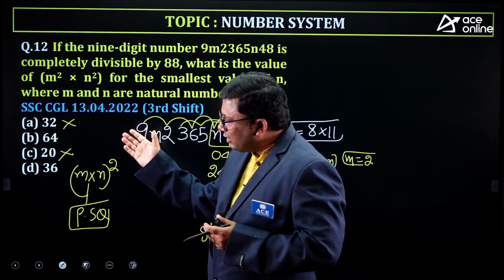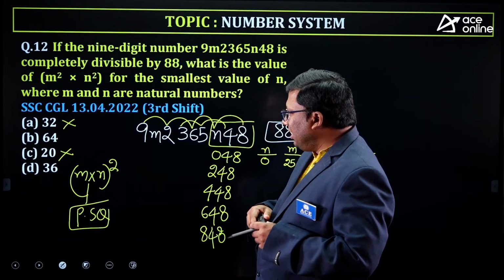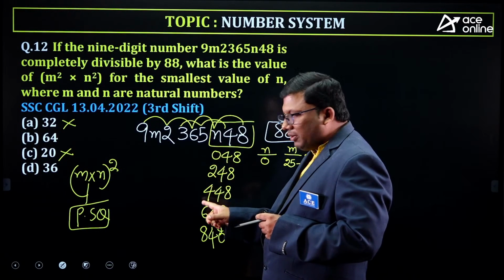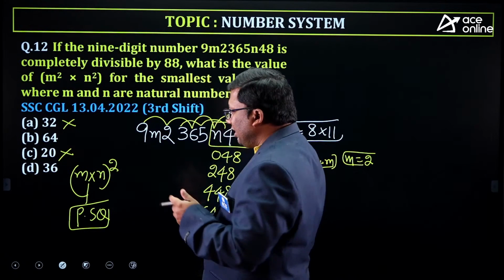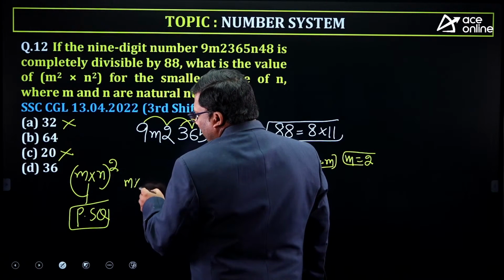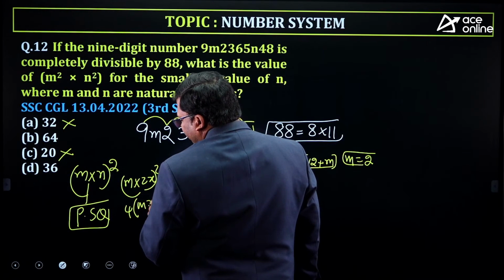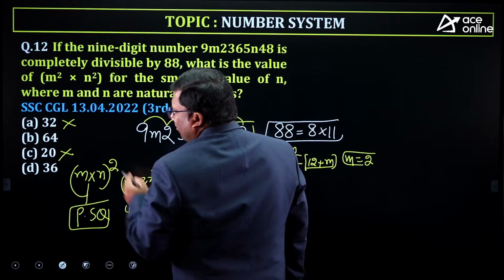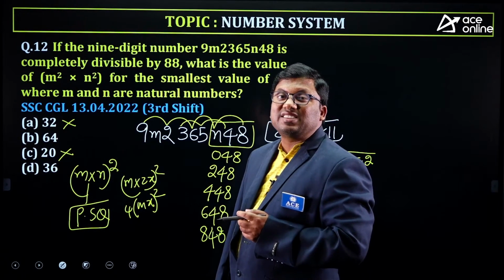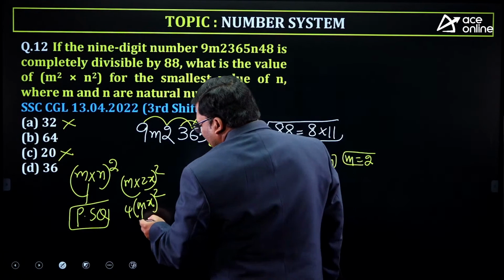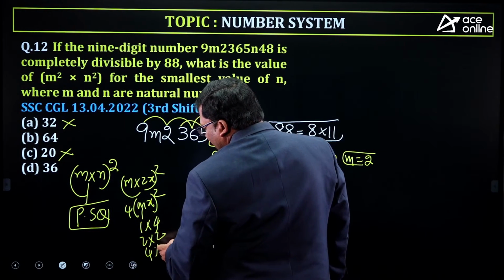Anyway, the answer is 64 or 36. Anyway, n is a multiple of 2, n is 2x. Multiple of 2 means... Now, here itself we can conclude some more. It is 4 into (mx) whole square. 4 into (mx) whole square is 64. (mx) whole square is 16. That means m can be 1, x can be 4, or 2 into 2, or 4 into 1.